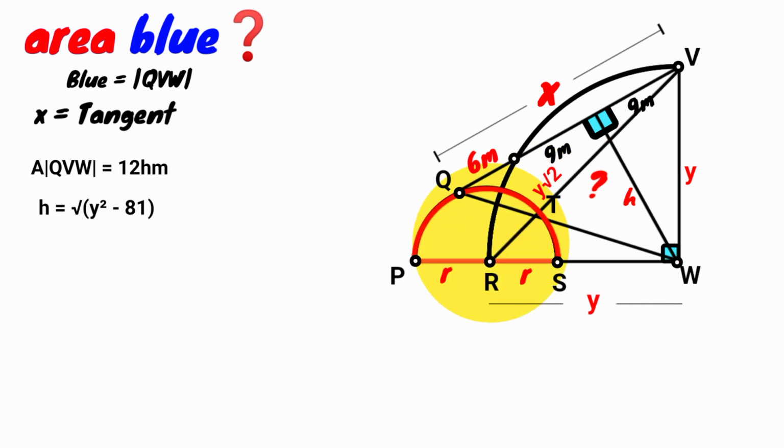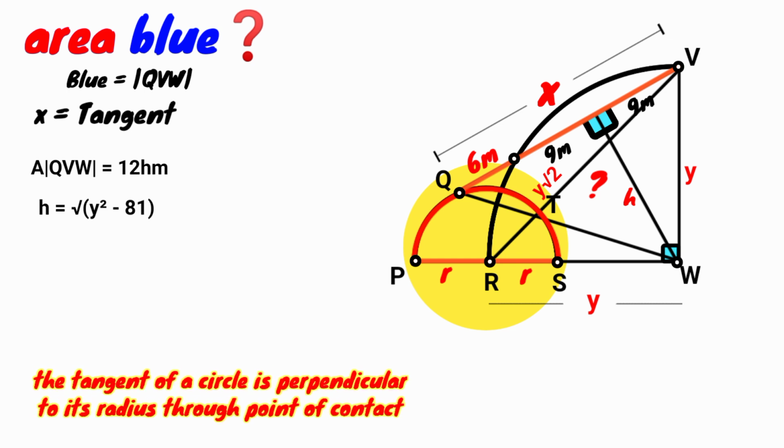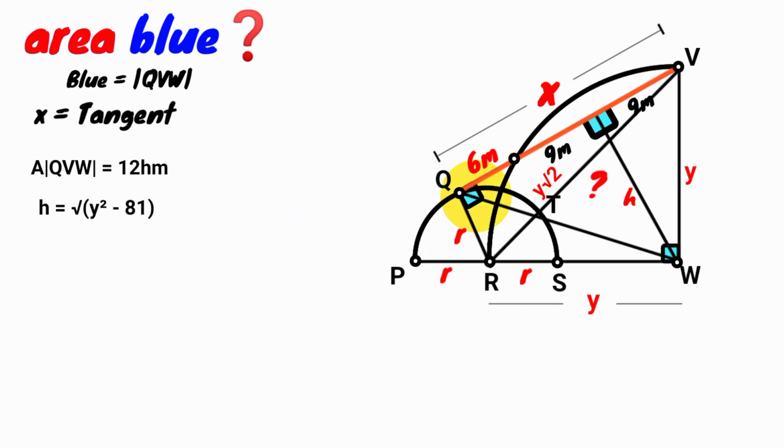Come to this semicircle. If you recall, this line QV is a tangent to the semicircle at this point. So based on the rule that the tangent of a circle is perpendicular to its radius through the point of contact, this obviously is the midpoint of the diameter. Hence from it, if we draw a line to this point of contact, it is a radius of the circle. So based on this rule, this angle here is a right angle. If you look at this triangle QRV, it is also a right angle triangle.